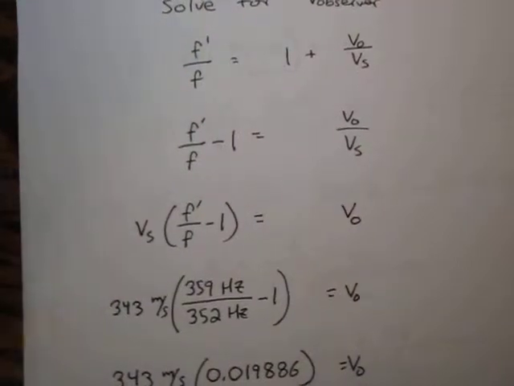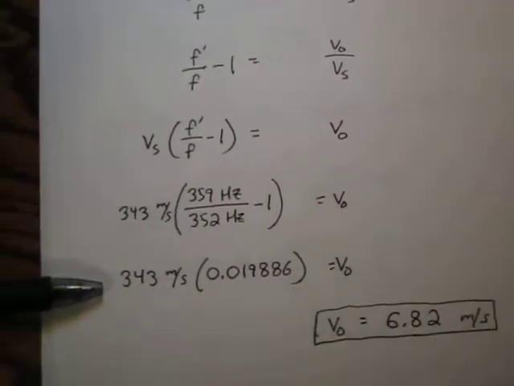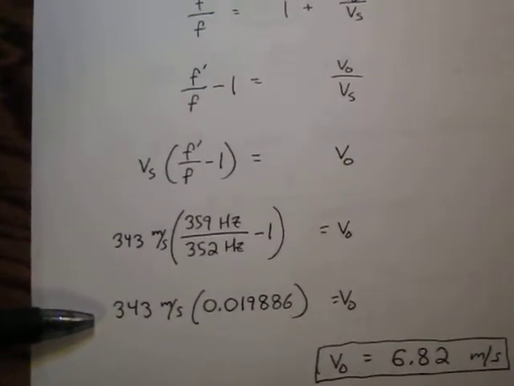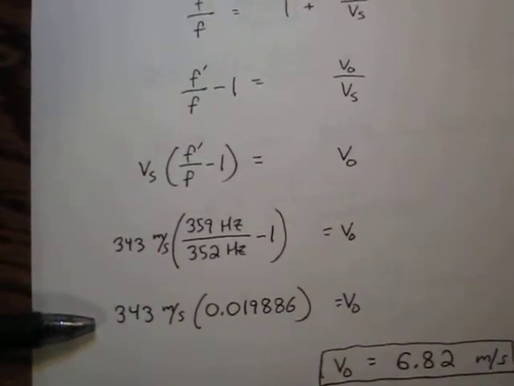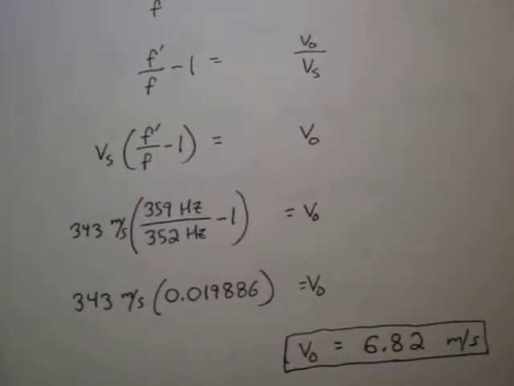When we plug in the numbers given in the problem, we get that the observer, the runner, is running at a speed of just a little under 2% of the speed of sound. So that comes out to 6.82 meters per second.